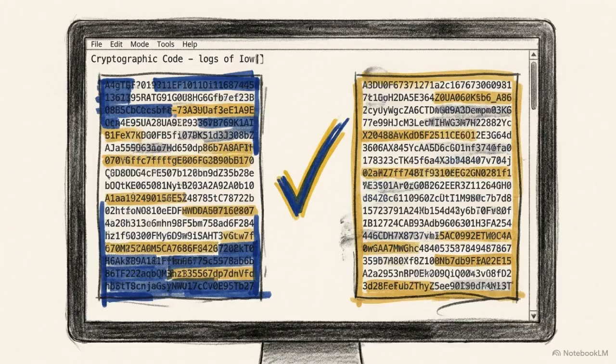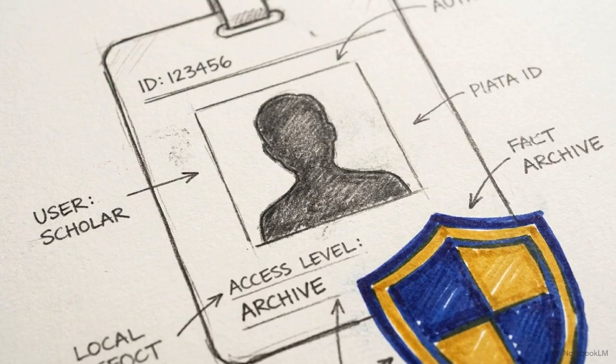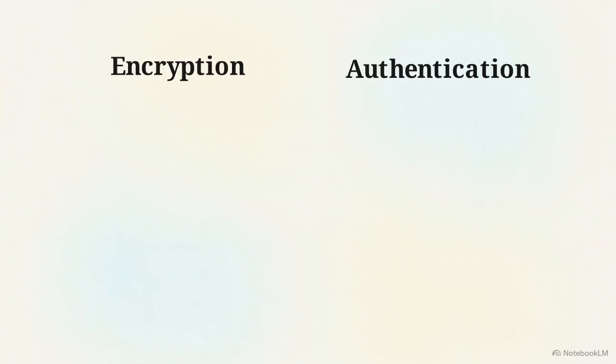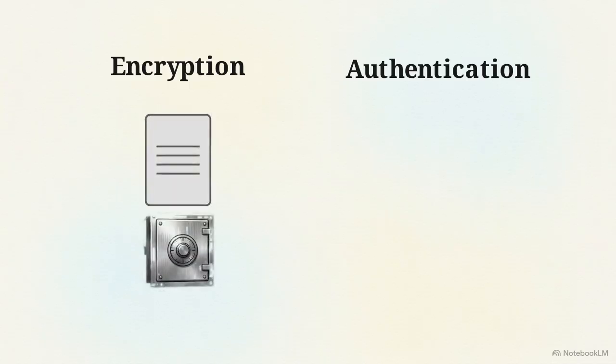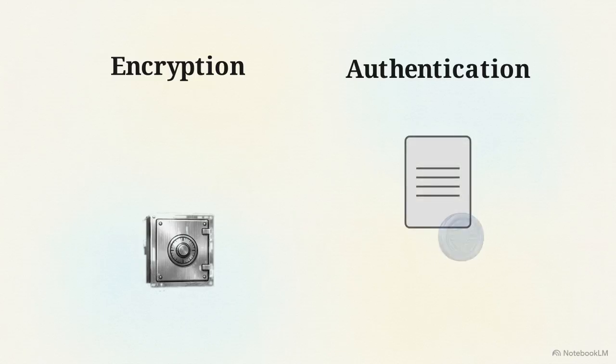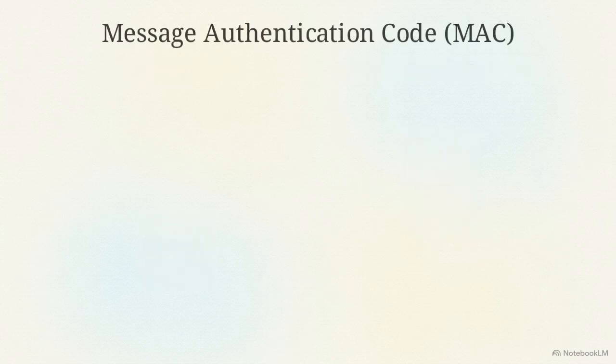To build a secure protocol, the system must mathematically prove that the data arrived exactly as it was sent and that it came from a legitimate source. This visual contrasts the two mechanisms. Encryption acts like a heavy steel safe. It keeps unauthorized people out. Authentication acts like a tamper-proof seal. It provides proof of the message's origin and confirms it remains entirely intact.